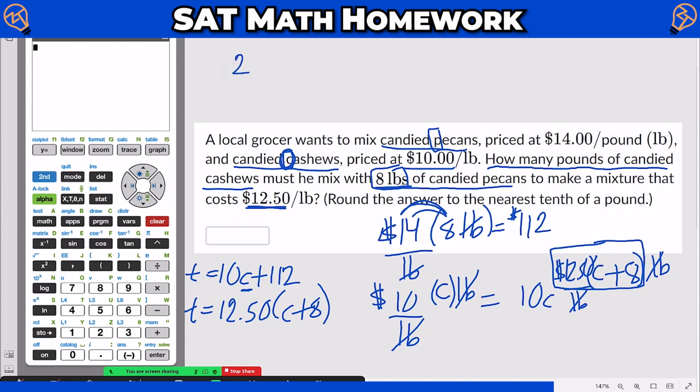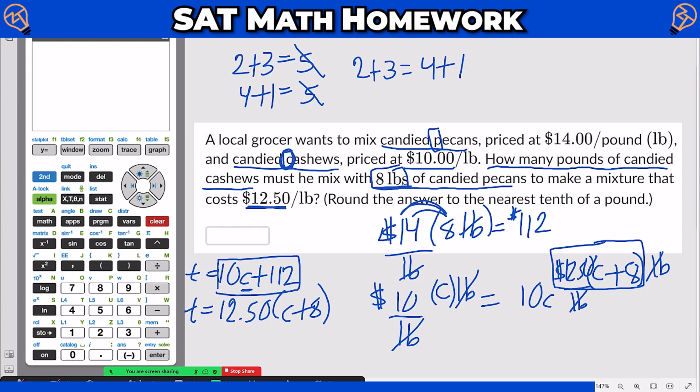Well, if, as an example, 2 plus 3 equals 5, which it does, and 4 plus 1 equals 5, which it does, if two things are equal to the same thing, isn't it safe to say that those two values are equal to each other? Using that same reasoning, if 10C plus 112 and this quantity here, both of which are equal to T, wouldn't that mean that they're equal to each other?